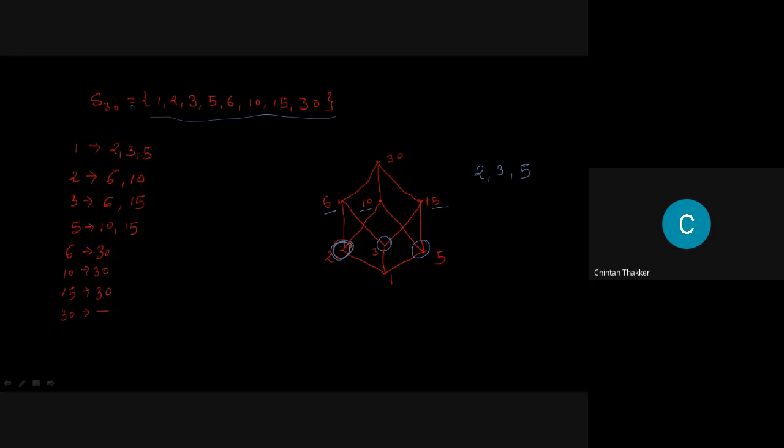Atom means a join irreducible element which is a cover of the zero element. Zero element means the minimal element, the GLB of the lattice. Okay, we discuss one more example.